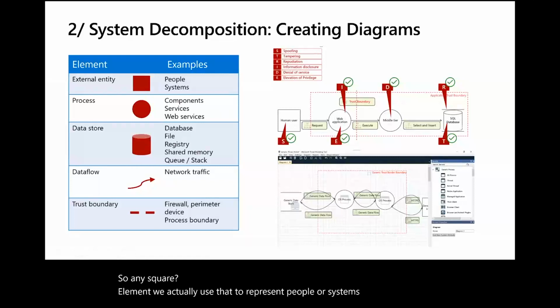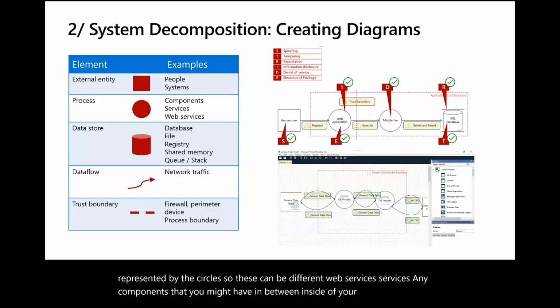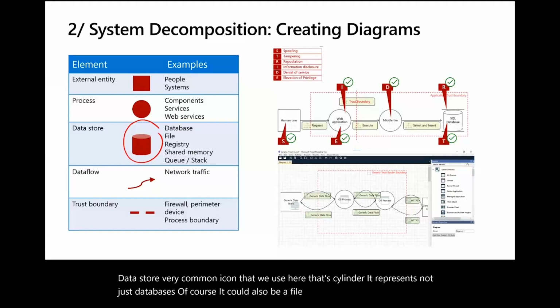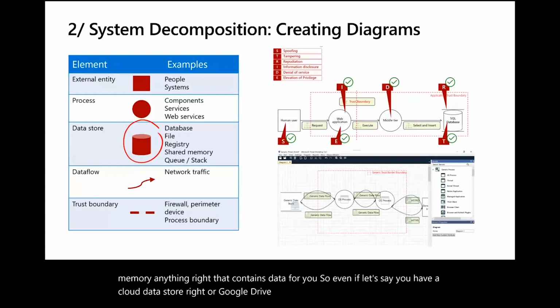Processes are represented by circles. These can be different web services, or any components that you might have inside your environment. Data store, a very common icon that we use here, is a cylinder. It represents not just databases, of course. It could also be a file server. It could be a registry, shared memory, anything that contains data for you. So even if, let's say, you have a cloud data store, like a Google Drive or a Microsoft Teams SharePoint site, for example.